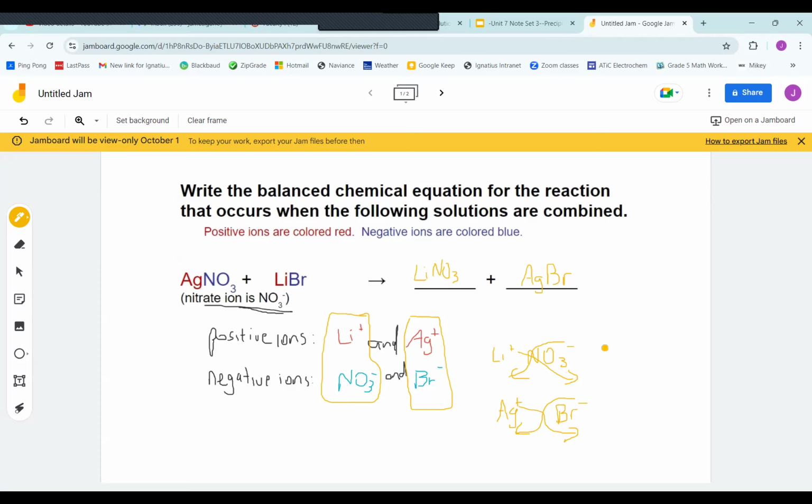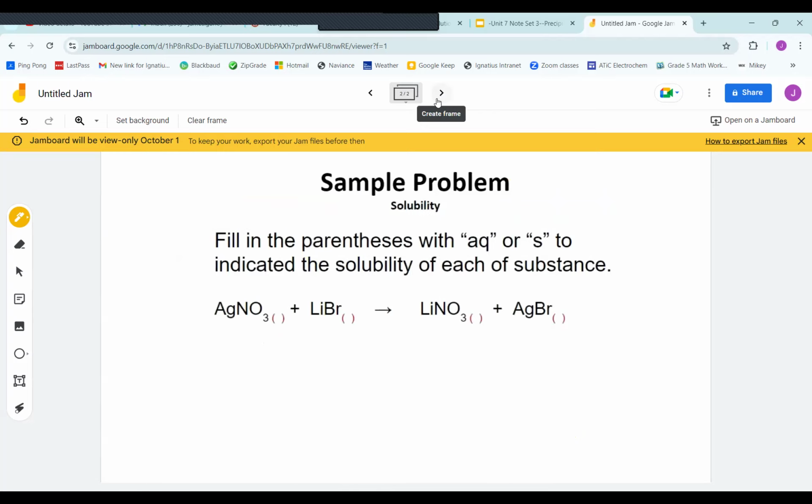Lastly, is this equation balanced? If it weren't, what we would do is write large coefficients in front of the compound's formula. But in this case, there's one lithium on the left side, one on the right. There's one nitrate ion on the left side, one on the right. There's one silver ion on the left side, one on the right. One bromine on the left side, one on the right. It already is balanced. So this equation is nice in that it's already balanced. Okay, great. We've written a balanced equation.